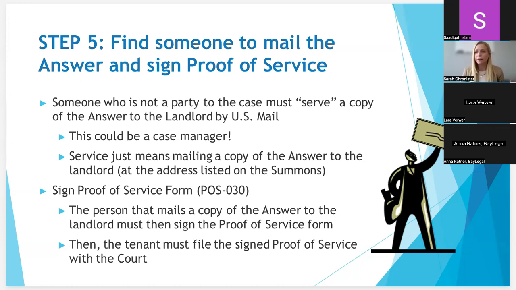It can be a friend, a family member. It needs to be someone who is not named in the paperwork, and it needs to be someone who's over 18. There's a proof of service form. It's listed on the slide here, the POS-030. This is a proof of service form. Again, start at the top, work your way down, filling out the form as it tells you to. Seek help if you're not sure how to fill out the form.